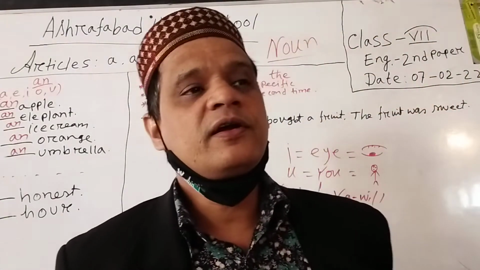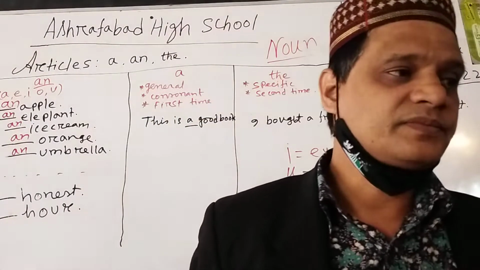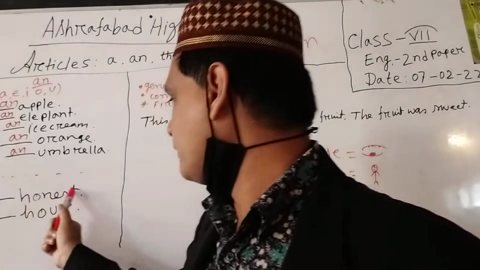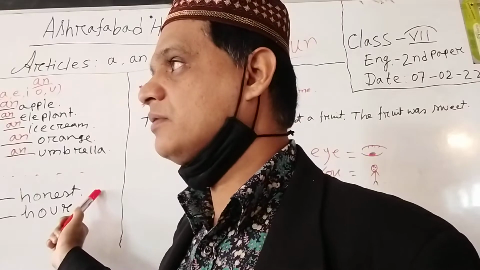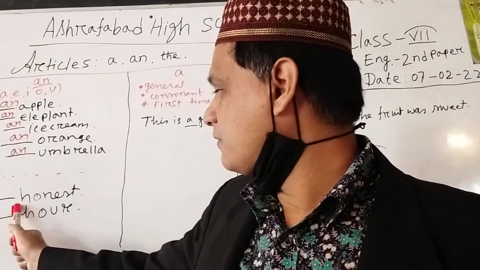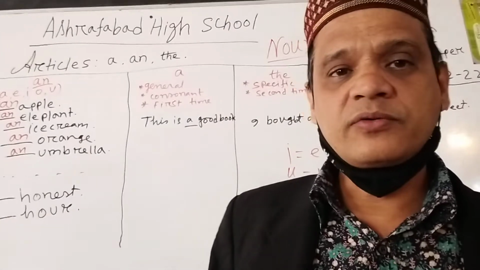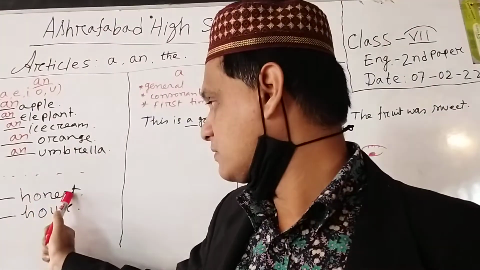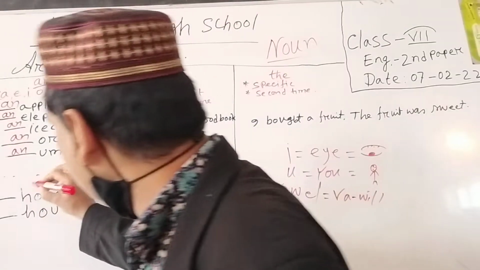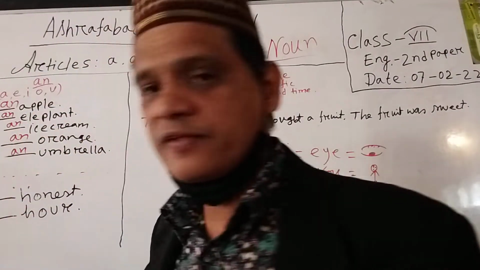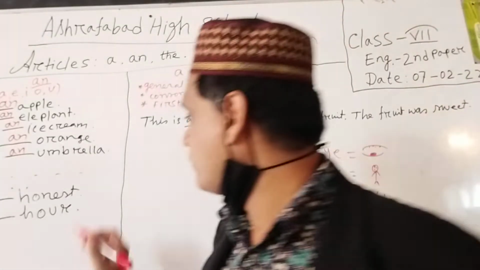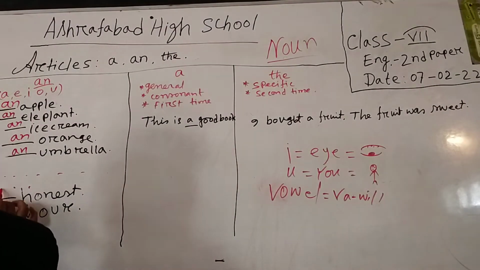But we have our exceptions as well. We may talk about honest. The word is beginning with H. H is a consonant, but we pronounce it as 'onest, not 'honest'. That means here H is silent. So we will use an here.